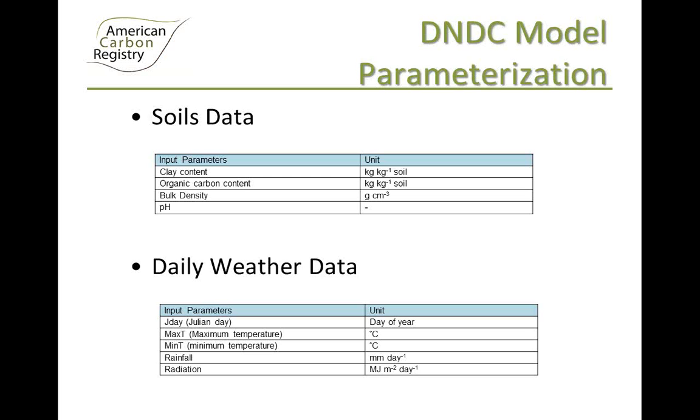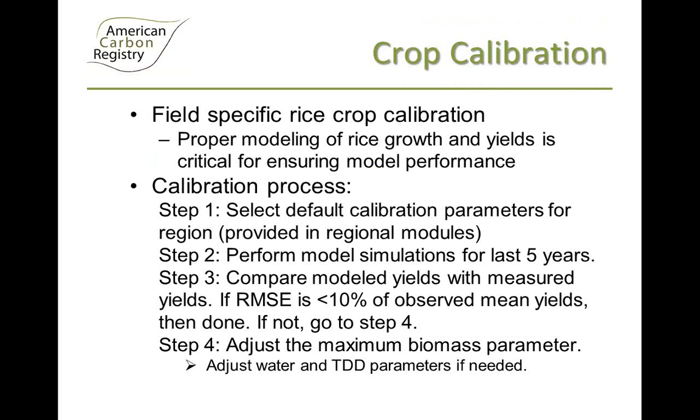In addition, the model requires daily weather data, and so typically we use local weather stations that are close or nearby the rice fields to extract daily weather data on temperature, precipitation, radiation, and wind speed. So these data are relatively available, and there's some discussion of potential sources in the methodology depending on your region.